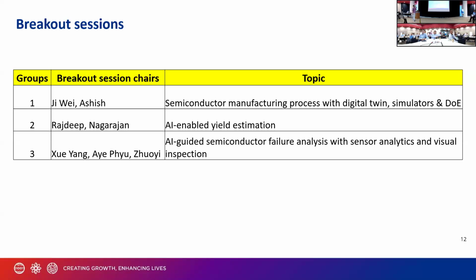Group 2 is on AI-enabled yield estimation. Rajdeep and Nagarajan are leading this group, so I asked this group 2 over here. And the final one is group 3, led by Xuan, Apu, and Zoe. It's on AI-guided semiconductor failure analysis with sensor analytics and visual inspection. So I think group 3 can form here.